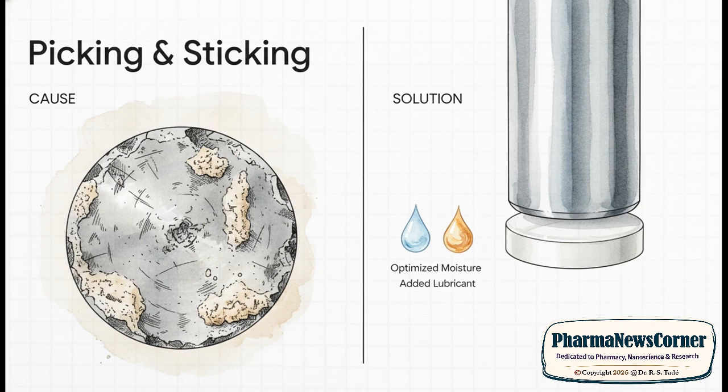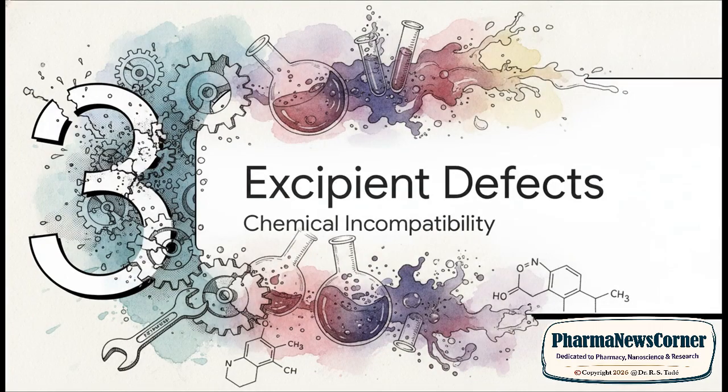The fix is this incredibly delicate balancing act. You've got to adjust the moisture to optimal levels so your granules aren't overly dry, dial up your lubricant concentration, and make sure your machinery is actually up to par by using smoother punches or just adding anti-adherent agents right into the mix.